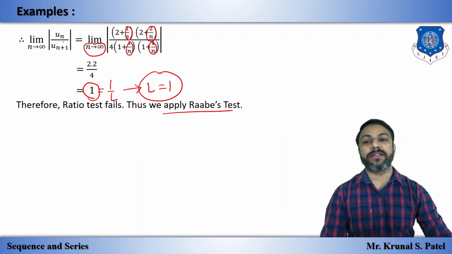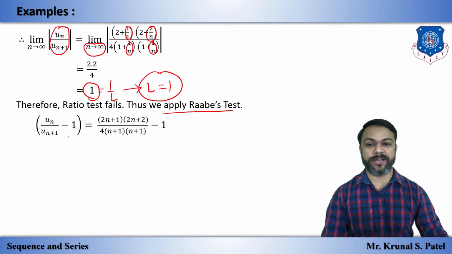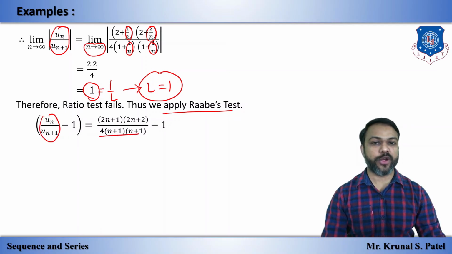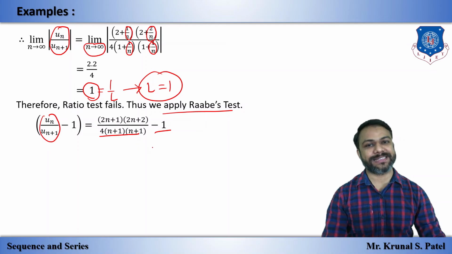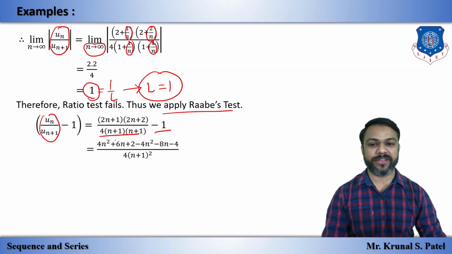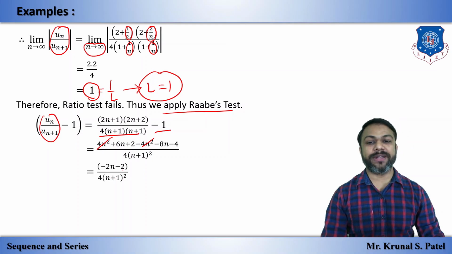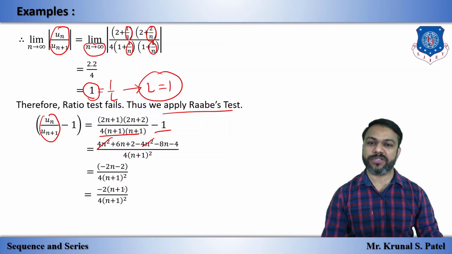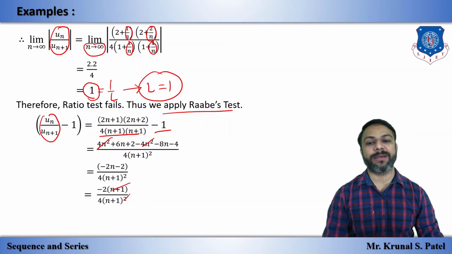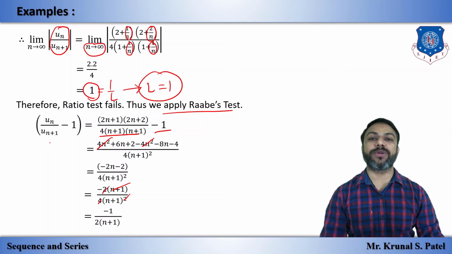In the Raabe test, we need un upon un plus 1, and we subtract 1 from this un upon un plus 1. So we already obtained this minus 1. By taking the LCM and simplifying, 4n square cancels out. Minus 8n plus 6n is minus 2n, and minus 4 plus 2 is minus 2, so we have this. If we take minus 2 outside, we have n plus 1, so we can cancel out this n plus 1, and minus 2 upon minus 2 also cancels, so minus 1 upon 2 into (n plus 1). This is our un upon un plus 1 minus 1.